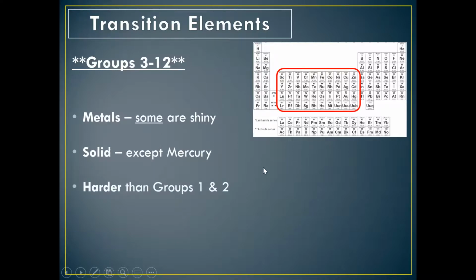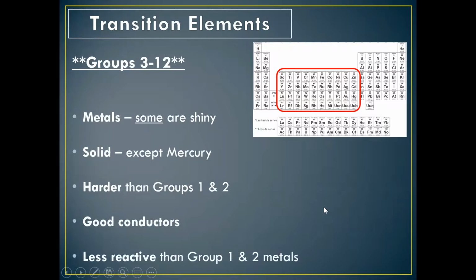These are harder than group 1 and group 2 metals, so you're not going to be able to break these apart easily. And they're still good conductors, but very much less reactive. So think about gold and silver. We wear those in jewelry. They're non-reactive. If you have sensitive skin, they suggest you get gold or pure silver jewelry because it's not going to react with your skin.